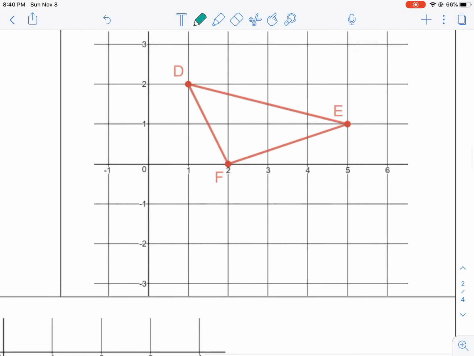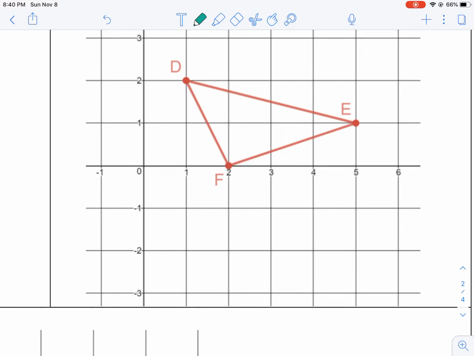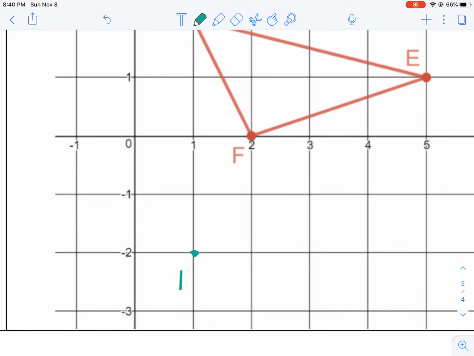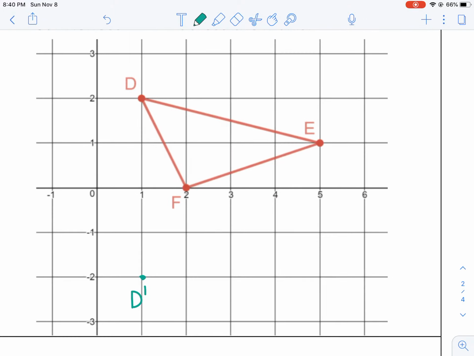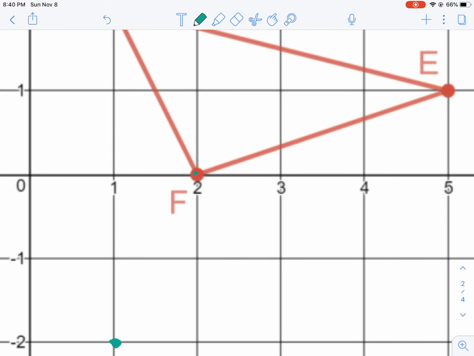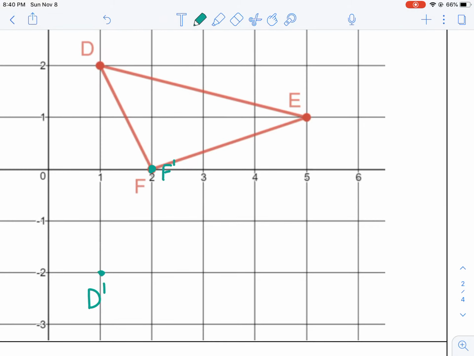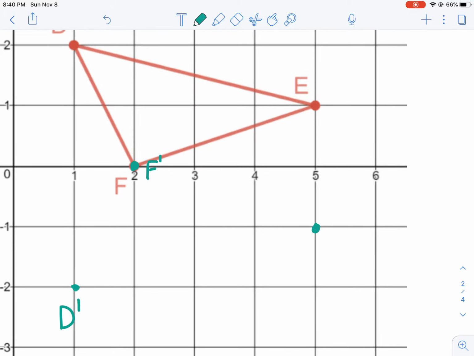This one's a little interesting. D is 2 up, so we're going to go 2 down, and we're going to make D prime. F, you'll notice, is actually on the x-axis, so its distance is 0. So F prime is also going to be on the same point, right? If it's actually on the line of reflection, it doesn't reflect. And E is 1 above, so E is going to flip to 1 below.